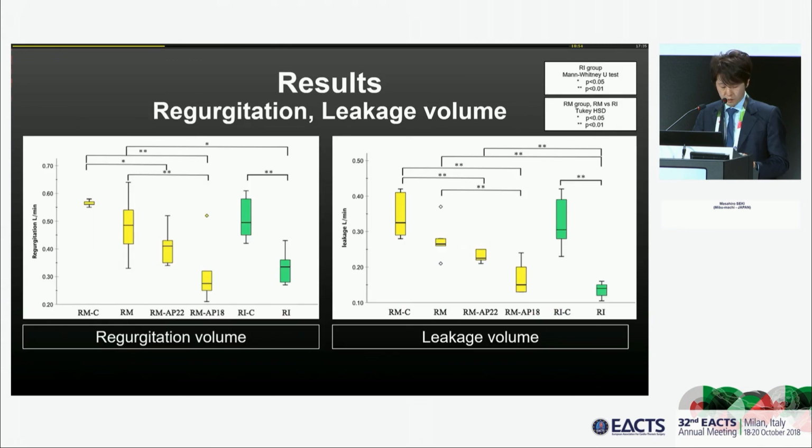Next, the retrograde flow parameters. Both the regurgitation and leakage volume tended to reduce after ESA, with significance from the control models. The ESA 18 group observed significant reduction from the remodeling group as well. Reduction of both parameters was also observed for the reimplantation group. Compared to the reimplantation, regurgitation was larger in the remodeling, and leakage was larger in remodeling and ESA 22.